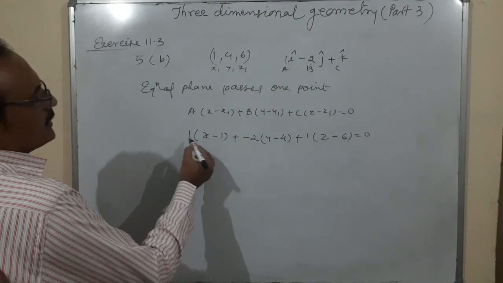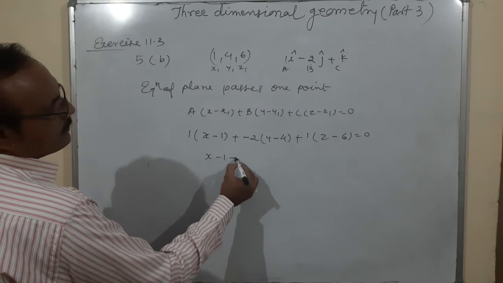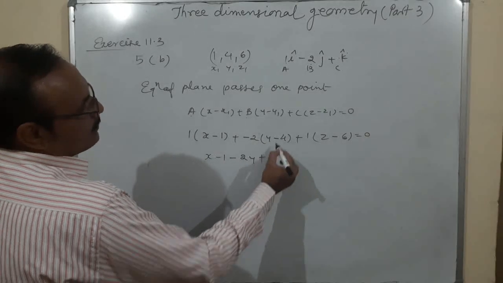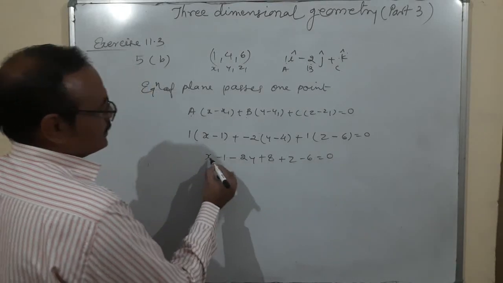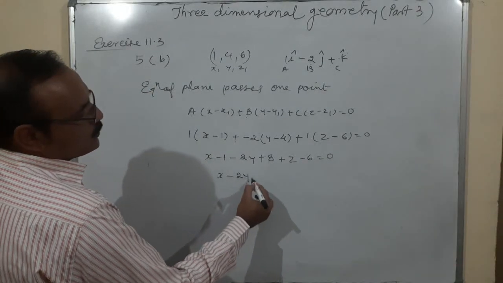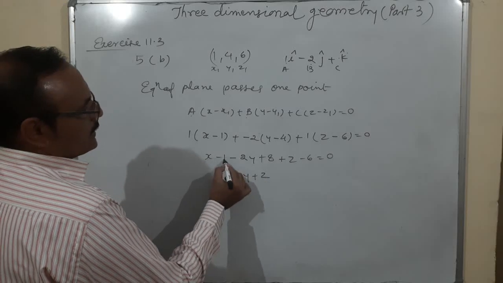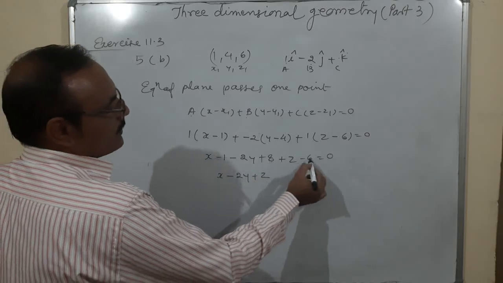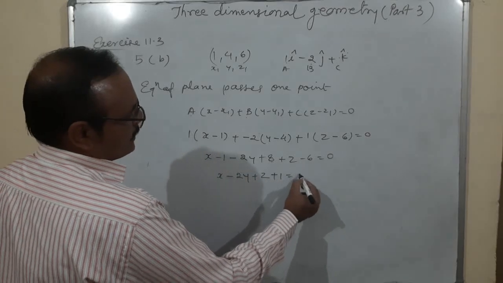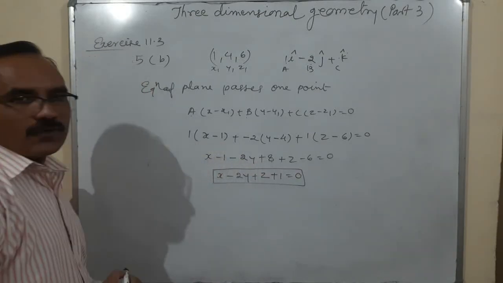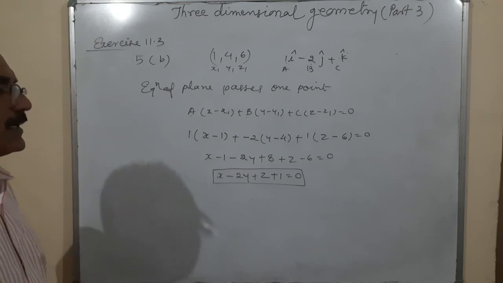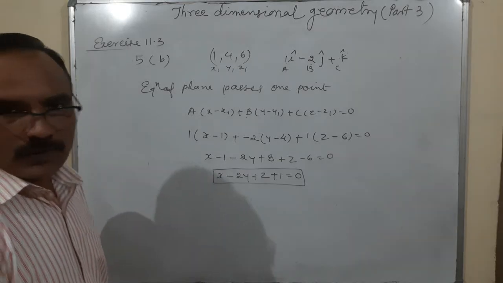Okay, substitute. So it is x minus 1 minus 2y plus 8 plus z minus 6 is equal to 0. So x minus 2y plus z, minus 1 plus 8 minus 6, it is plus 1, is equal to 0. This is the Cartesian form.